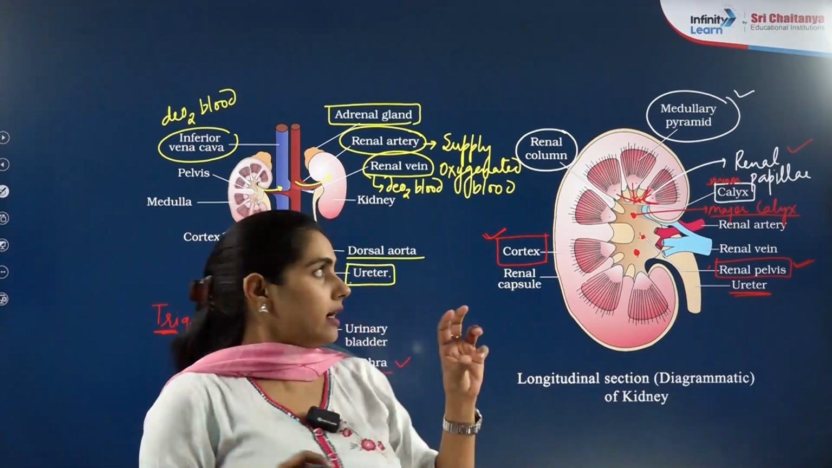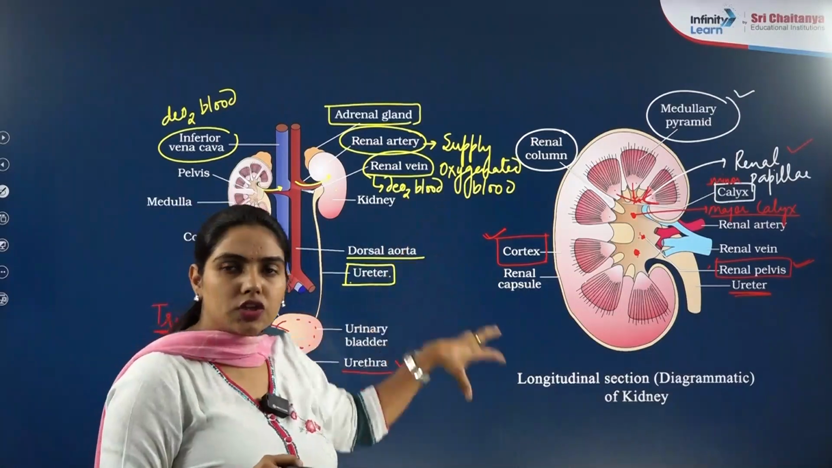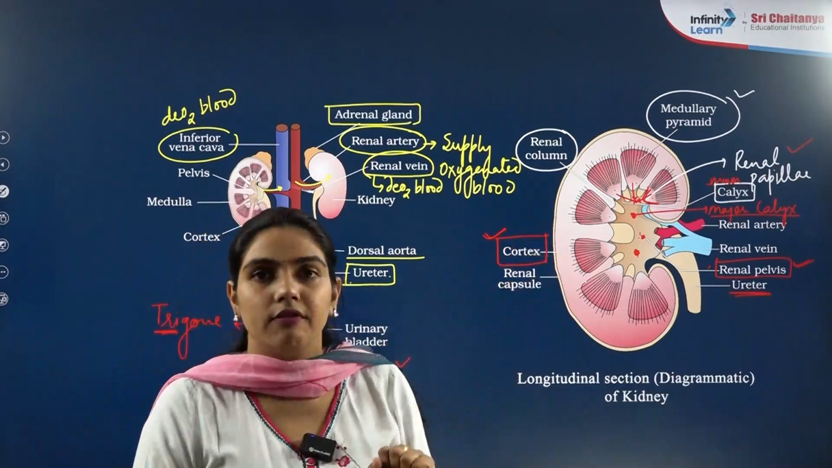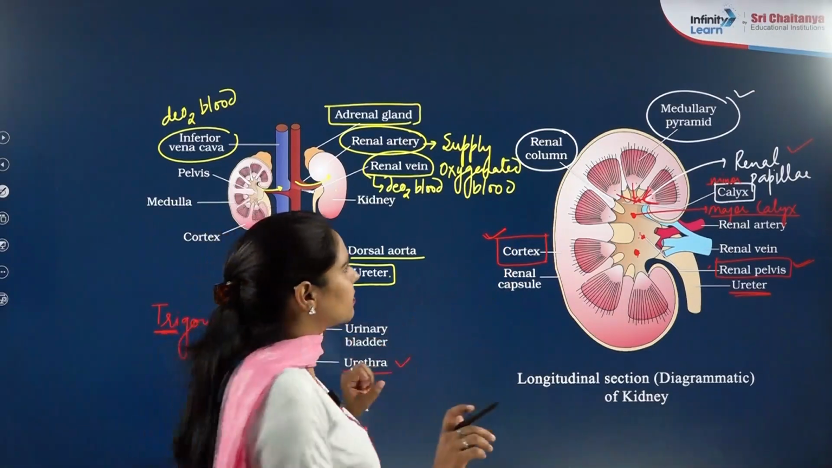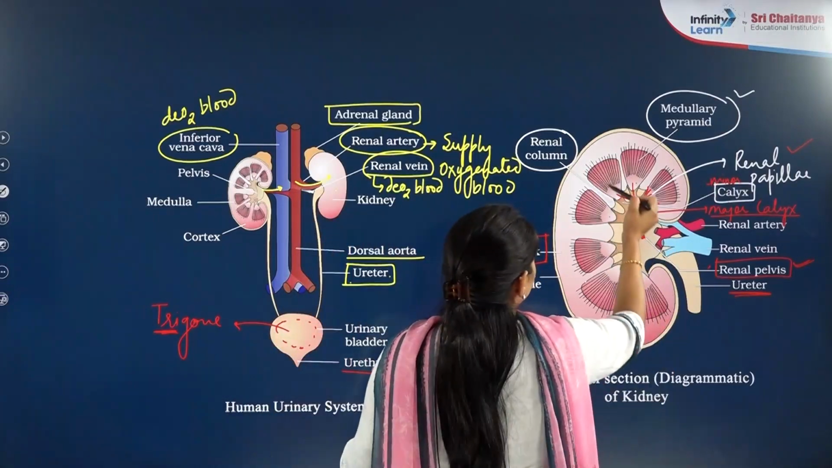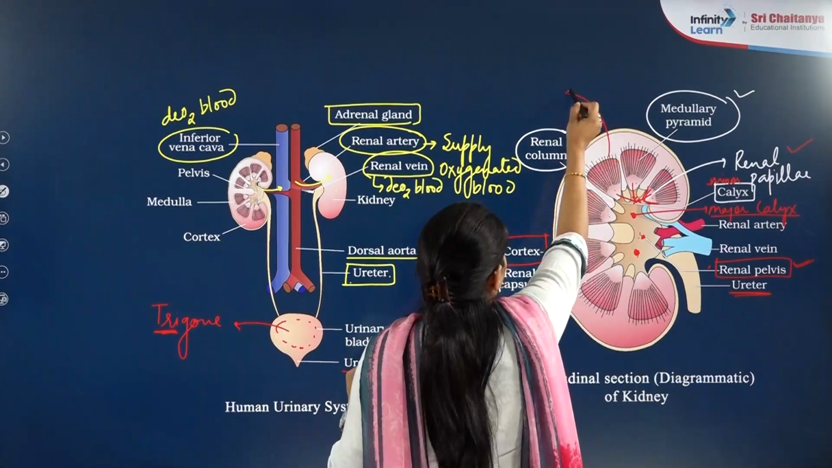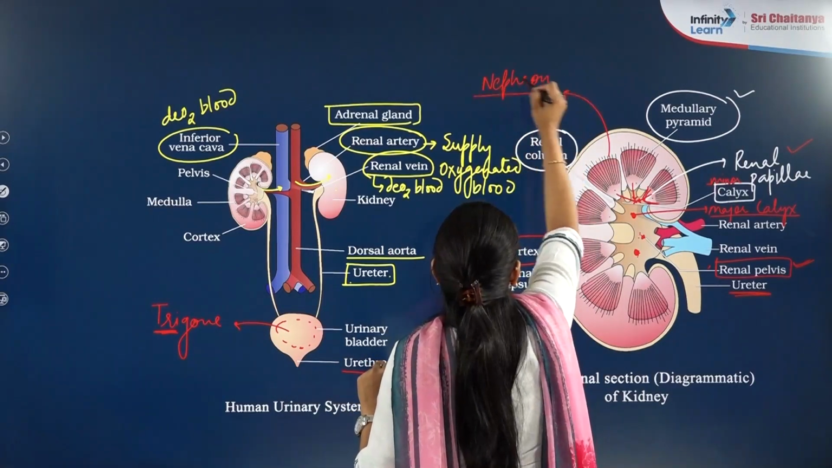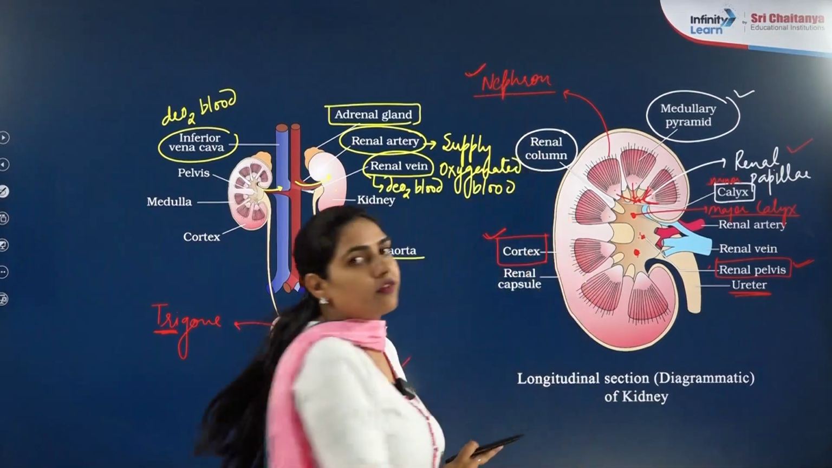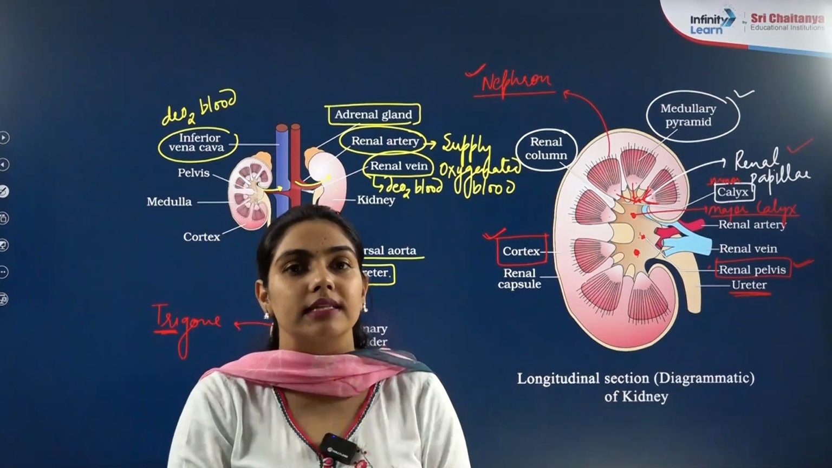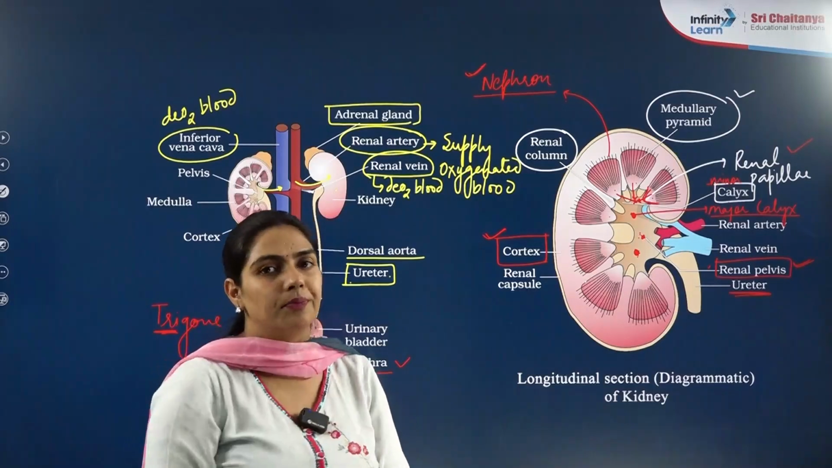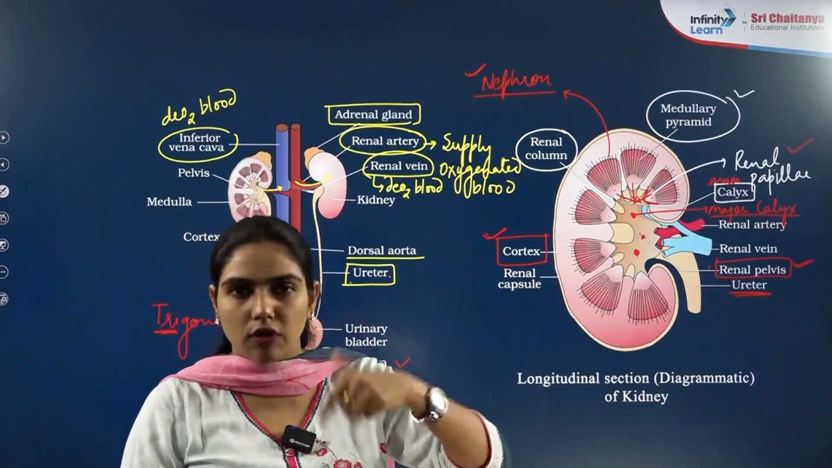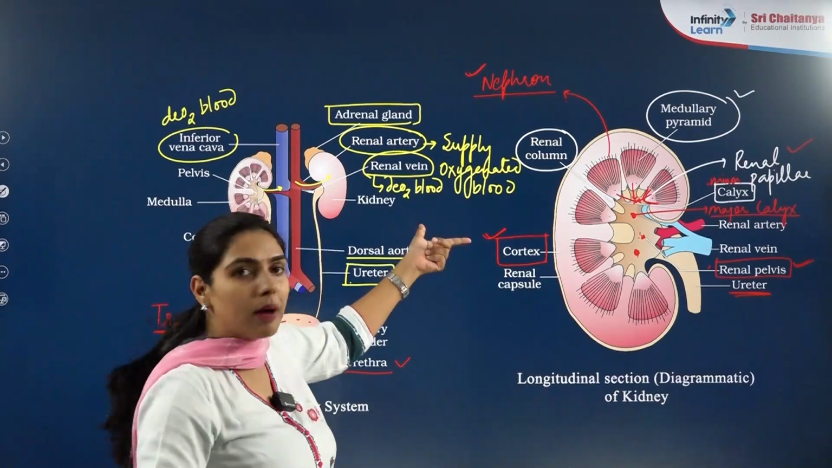And I will tell you the structural and functional unit of kidney, nephron, where it is present in this kidney. So can you see these lines? These lines are representing the nephron. So if somebody asks you the location of nephron, you have to tell it is present at the junction of cortex and medulla. Based upon its location, we have two different types of nephron which we will talk about in another part.